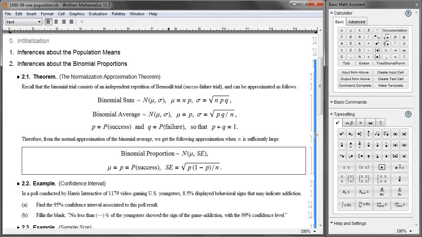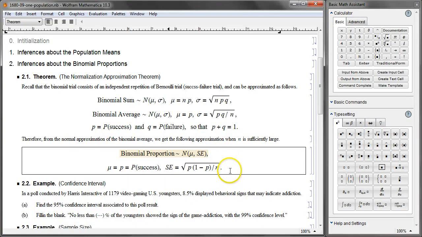By the way, here is the summary. Binomial proportion can be approximated by a normal distribution with mean equal to the proportion or the probability, and standard error equal to the square root of p times 1 minus p over n, or if you prefer this form, square root of pq over n, where q is the same as 1 minus p.